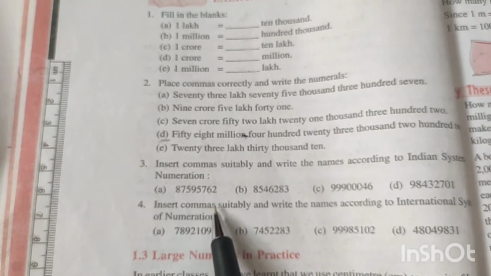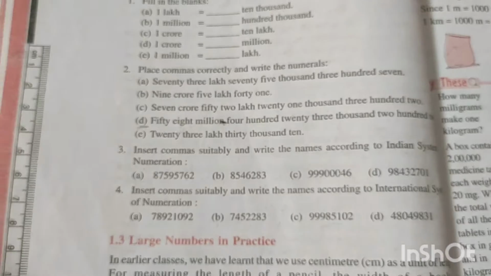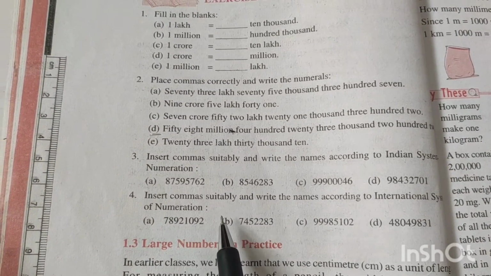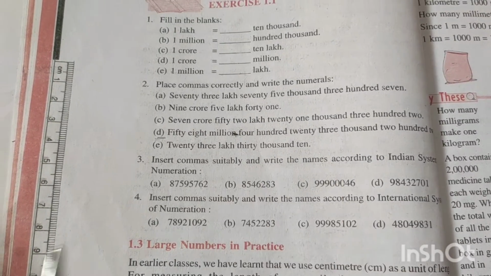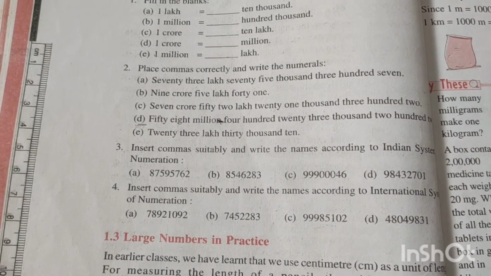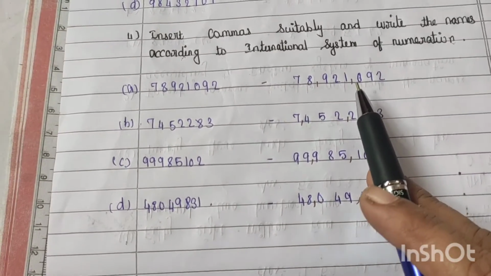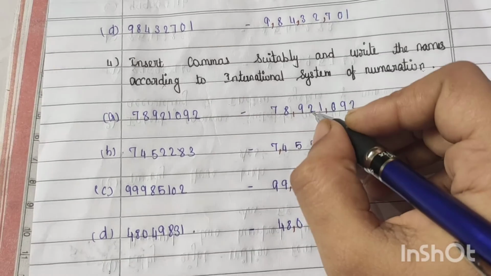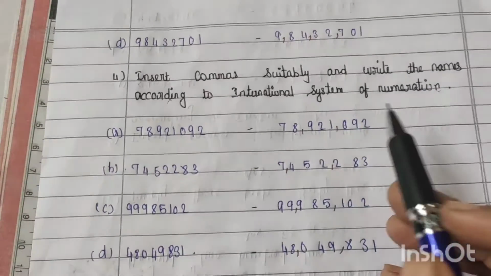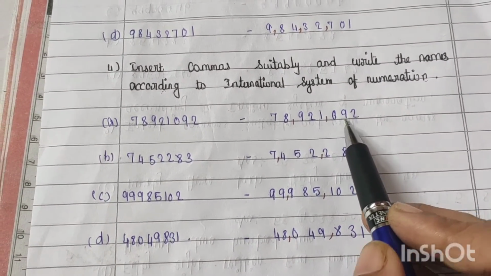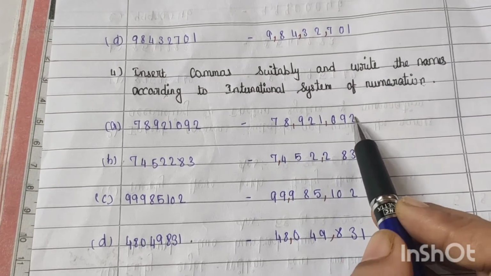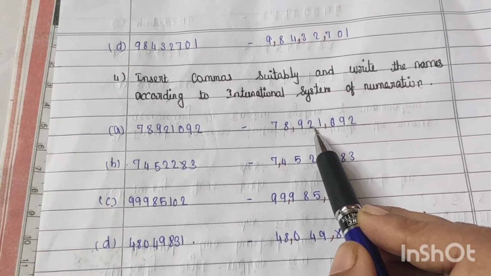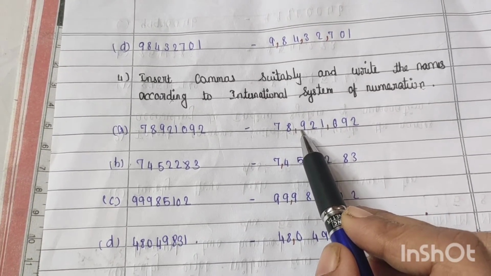Fourth one, insert commas suitably and write the names according to International System of Numeration. Answer is International System of Numeration places: ones period, thousands period and million period. Ones period, ones, tens, hundreds. So you skip 3 digits, you put comma, and thousands period, 1000, 10,000 and 100,000.